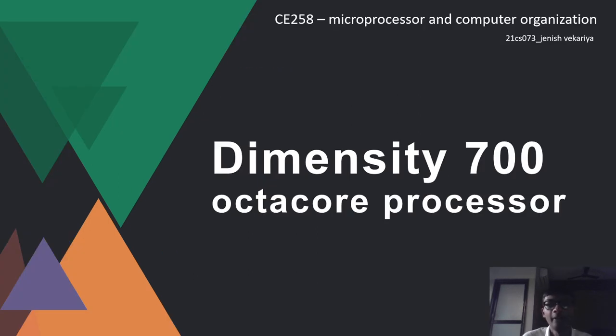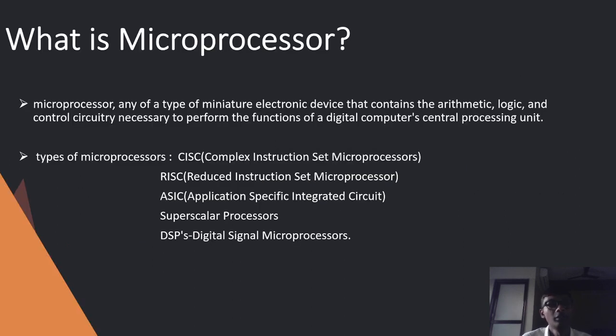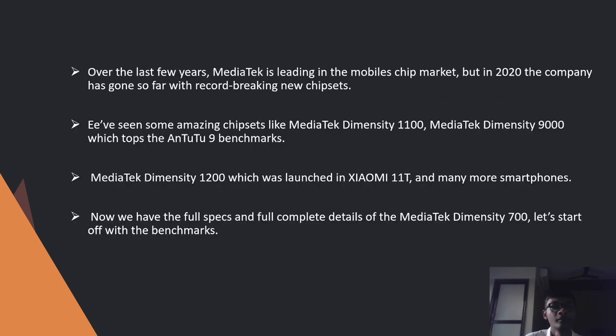My topic is the Dimensity 700 octacore processor. This is a microprocessor. First of all, what is a microprocessor? A microprocessor is a type of miniature electronic device that contains the arithmetic logic and control circuitry necessary to perform the function of a digital computer's central processing unit. There are many types of microprocessor like CISC, RISC, ASIC, superscalar processor and DSP.